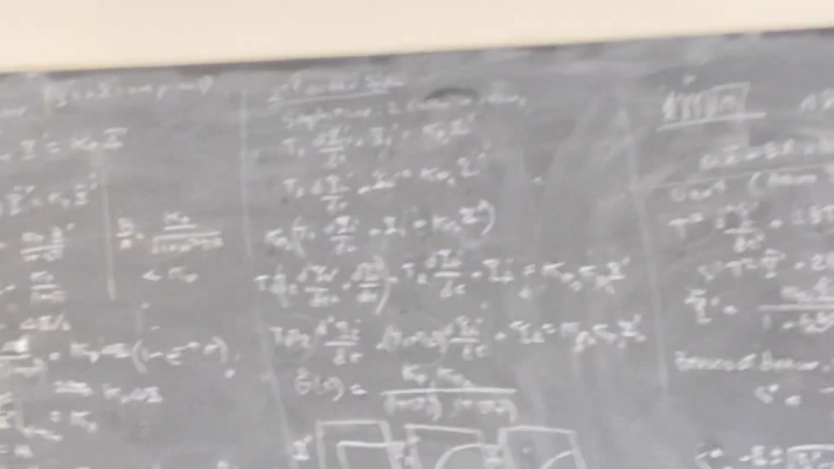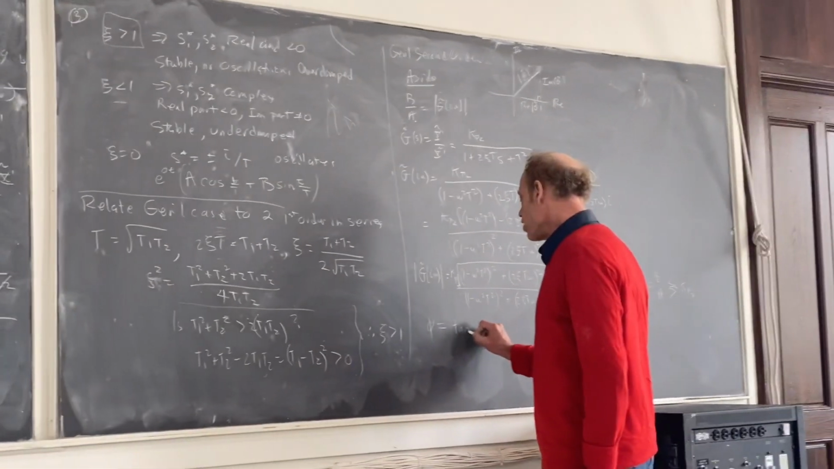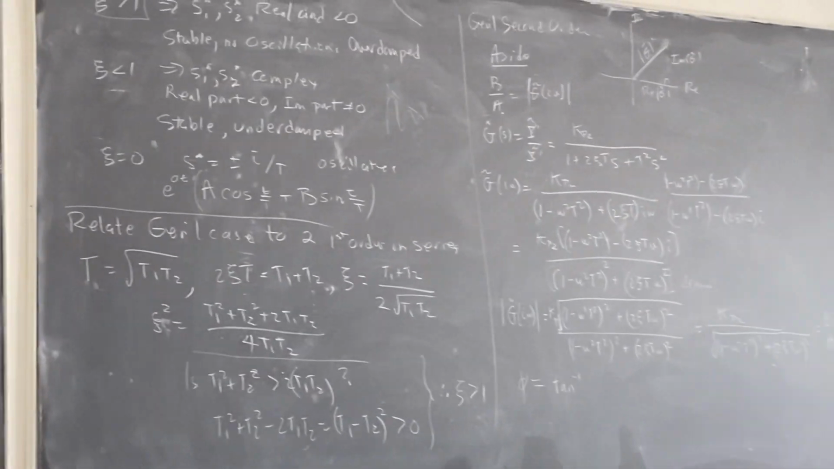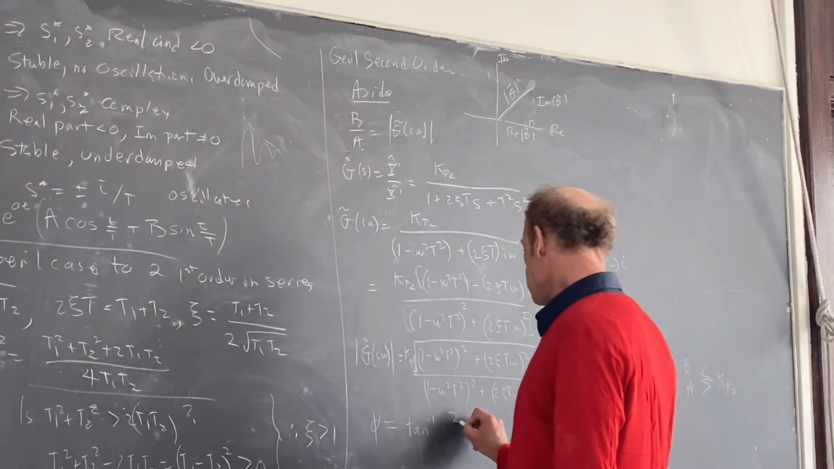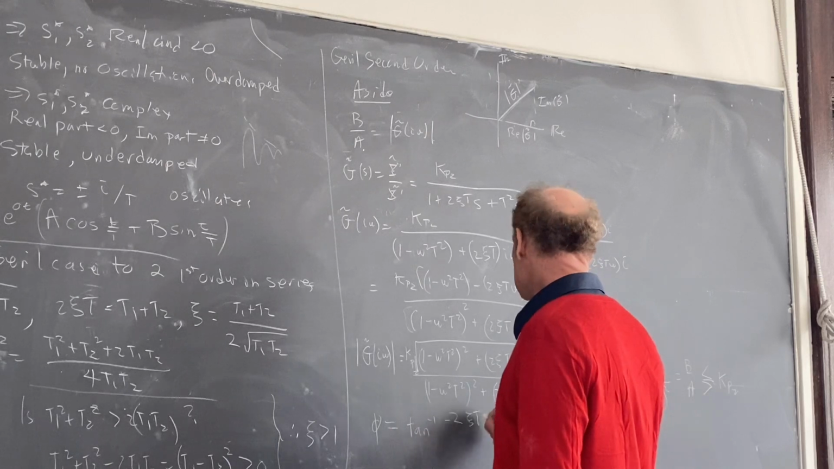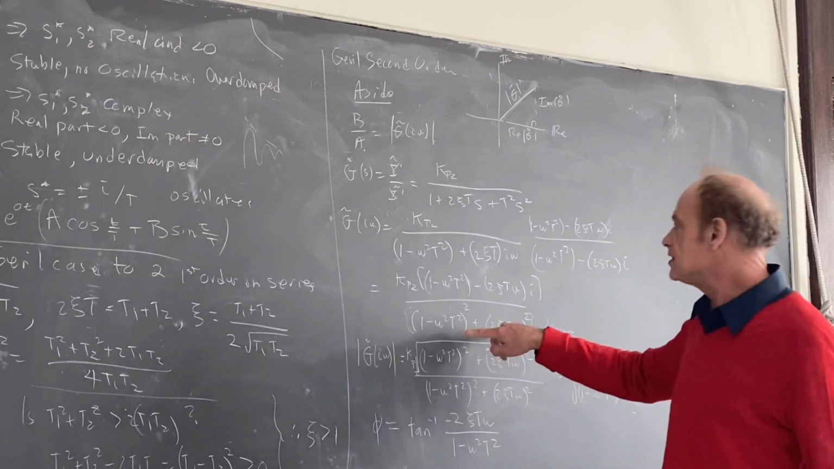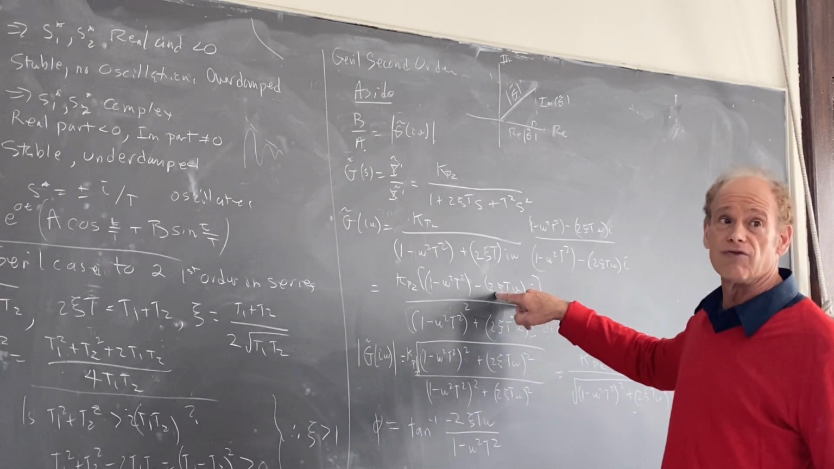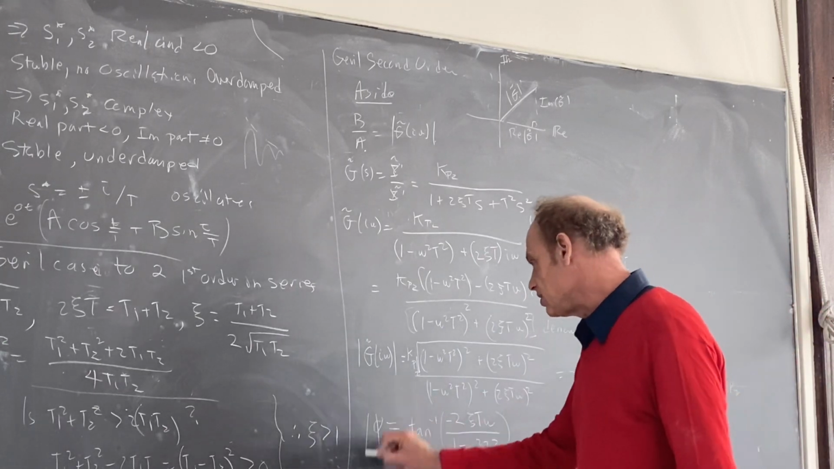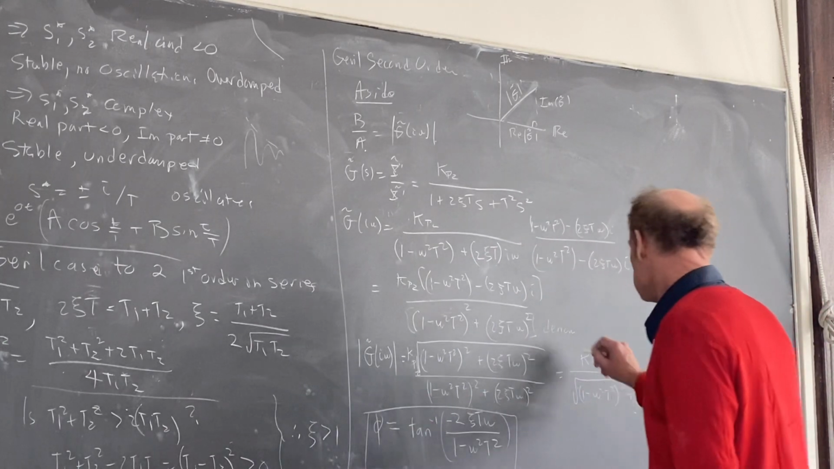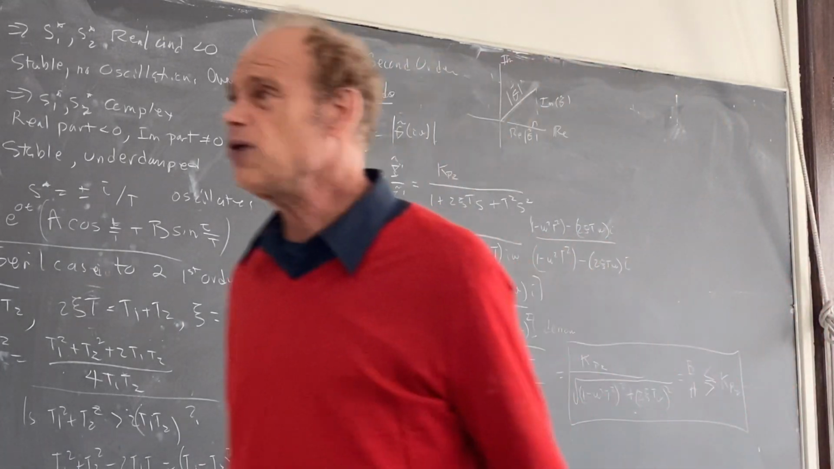Questions? Okay, again, since I've done all the work, I might as well do this too, which is the arctangent of the imaginary part over the real part. Well, here's the imaginary part, here's the real part. So it's minus 2cτ omega over 1 minus omega squared tau squared, where this denominator is in the denominator of the real part and the denominator of the imaginary part, so I just cancel them. And I have phi is equal to this quantity. Are there any questions on that?